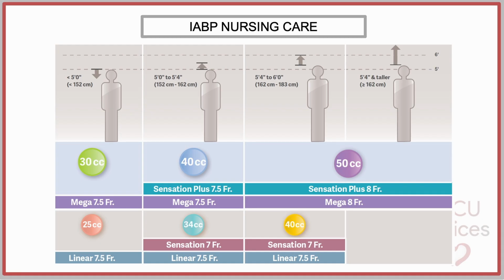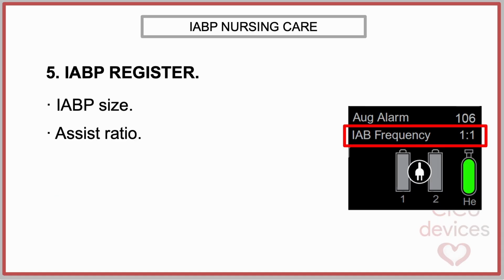34 milliliters for patients of 152 to 163 centimeters height, 40 milliliters for patients of more than 164 centimeters, and finally, 50 milliliter balloons are available for larger patients. When available, the specific catheter model and manufacturer should be documented. The counterpulsation ratio should also be noted.